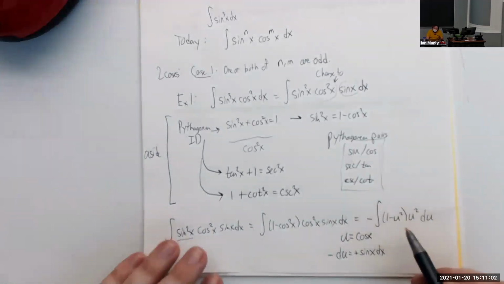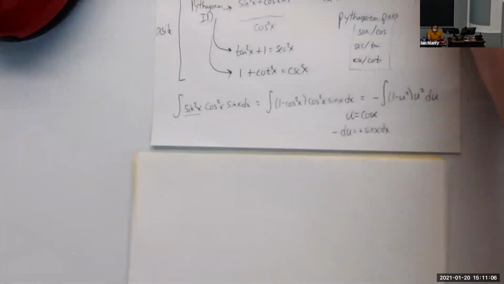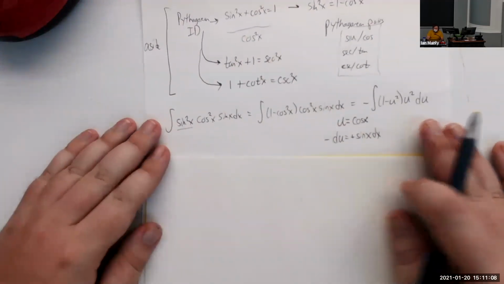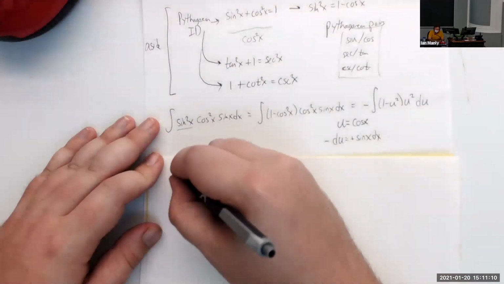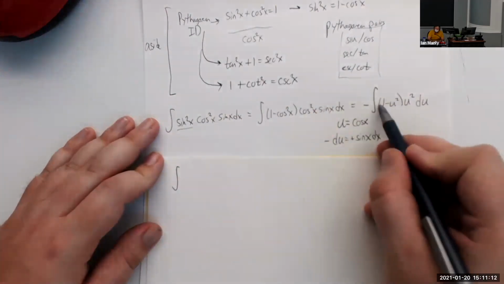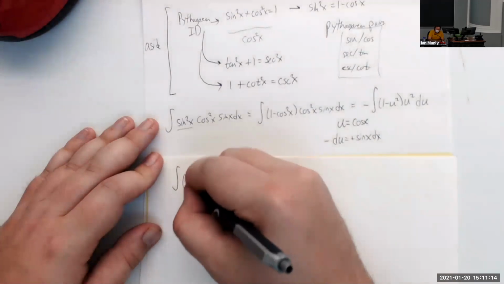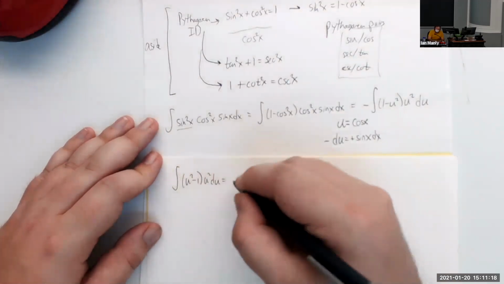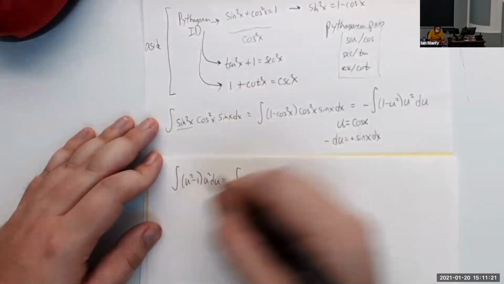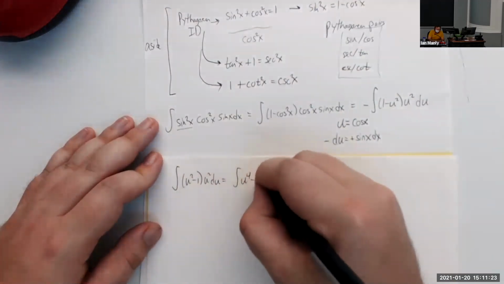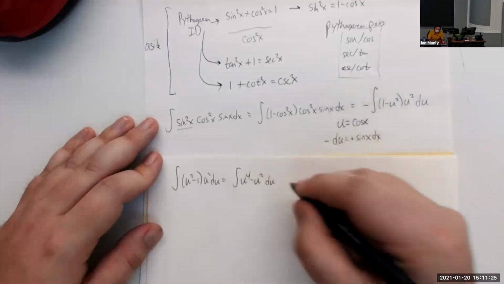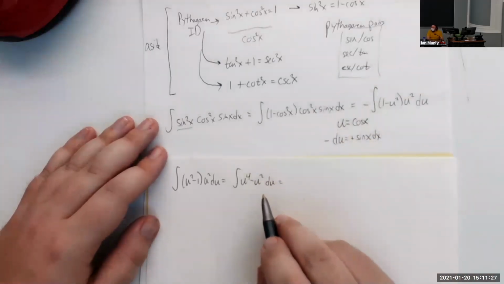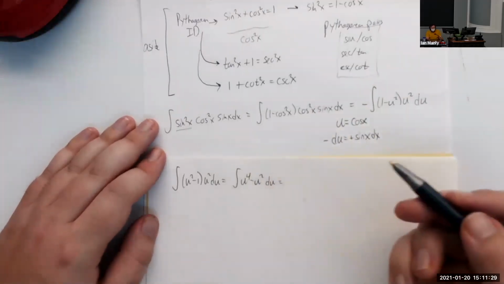So what I'm going to do now is, I'm going to get another piece of paper, and then I'm going to distribute my u squared and my negative. So if I distribute the negative, I flip the order of these two. So I have u squared minus 1 and then u squared here. And then I multiply by u squared.